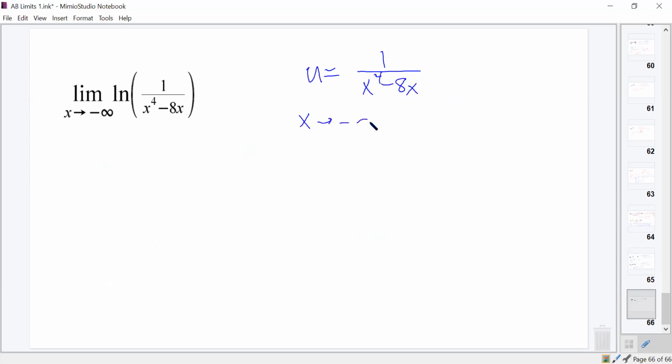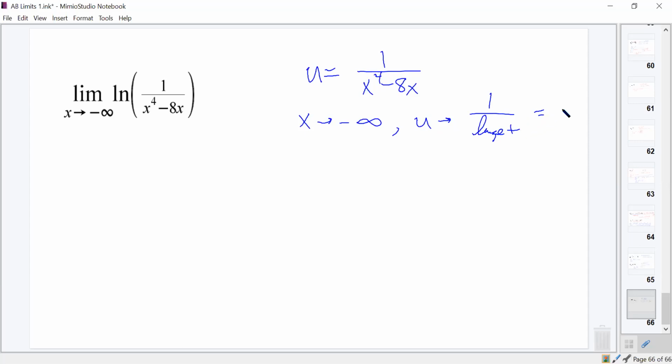And as x goes to negative infinity, we have to figure out what u is approaching. So if x is going to negative infinity, what part of the denominator is dominating the other part? The x to the 4th, right? If I take negative infinity and raise it to the 4th power, what do I get? A very large positive number in the denominator. So u is 1 over a very large positive. And if I'm 1 divided by a large positive, what is that the same as?